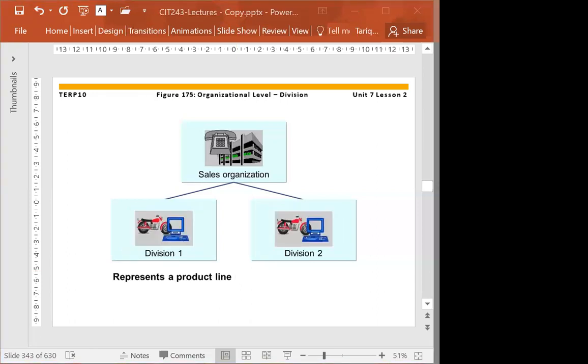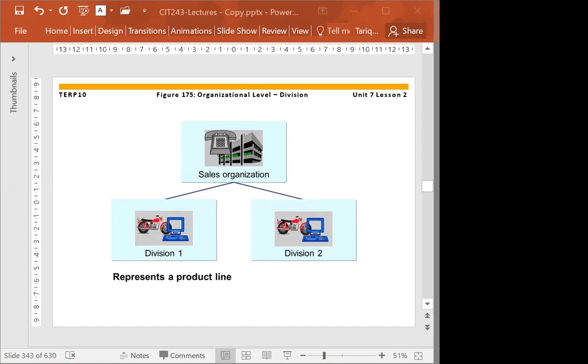Now we do have division, and division basically represents the product line. We may have motorcycles, we have spare parts, we have accessories. So we have three different divisions, maybe motorbike, bicycles, and cars divisions.